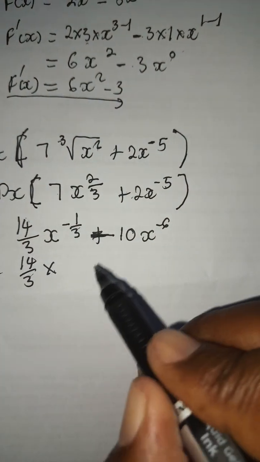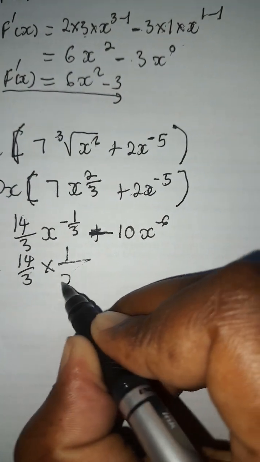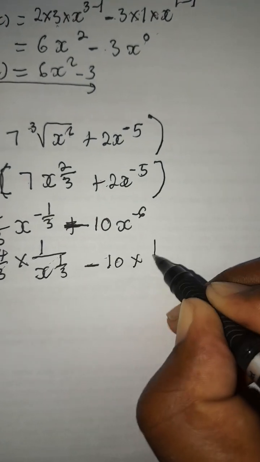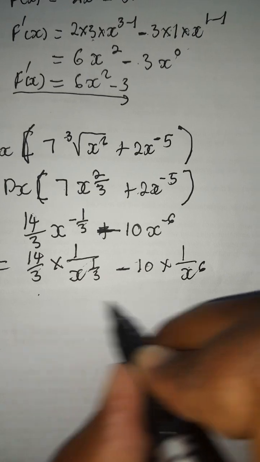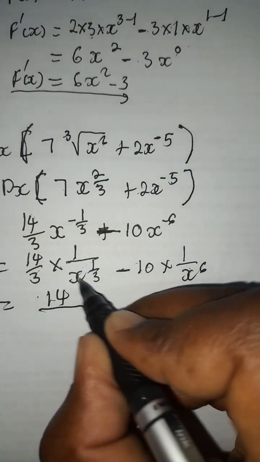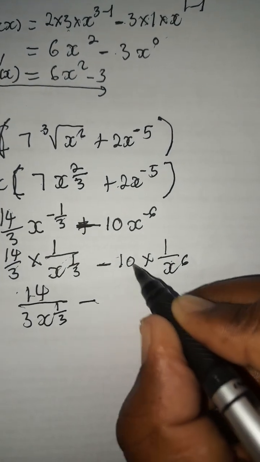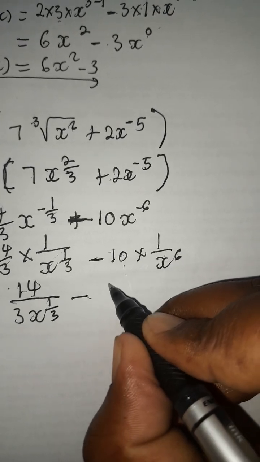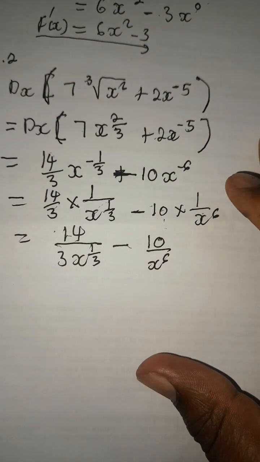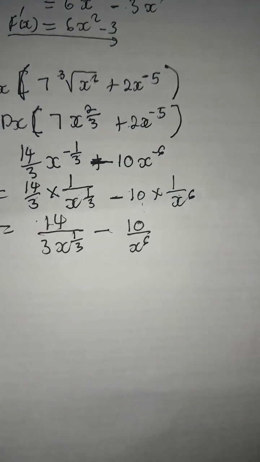So we can leave it like this, or we can leave it in a positive exponent. Leaving it in a positive exponent will have 1 over x to the power of 1 over 3. Here we are going to have 1 times 1 over x to the power 6. Then what is 14 times 1? That will be 14 divided by 3 x to the power of 1 over 3, or you can leave it in root form. Then it's the same as 10 times 1, which is 10. Then 1 times x to the power of 6, the same as x to the power of 6. So you can leave it like this. But that was 3 marks. Probably they will want you to leave it here, right?